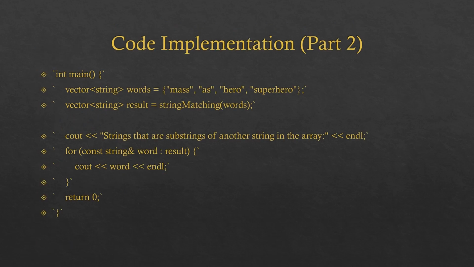The second part of the code is the main function, which demonstrates the usage of the string matching function. We initialize a small input array and call the function to compute the substrings. Finally, the program prints the results, showcasing the identified substrings in the console output.